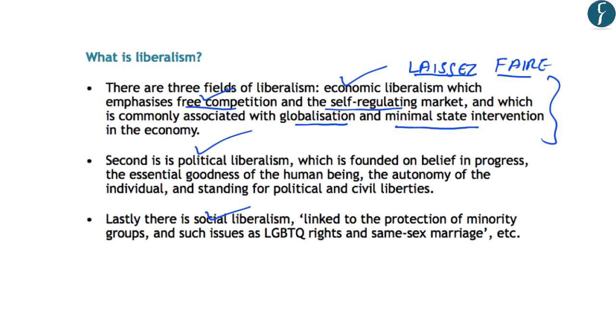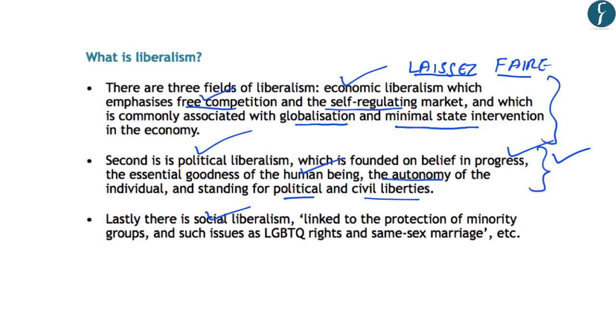The second strand of liberalism is the political liberalism, and it is founded on the belief in progress, essential goodness of the human being, autonomy of individual and stands for political and civil liberties. So this mainly focuses on individual at the center of the politics. And this political liberalism tries to balance between the powers of the state and that of its citizens. Now, one of the examples of the political liberalism in India can be the fundamental rights. And these rights are a check on the tyranny of the state. And these fundamental rights talk about the liberties of the citizens.